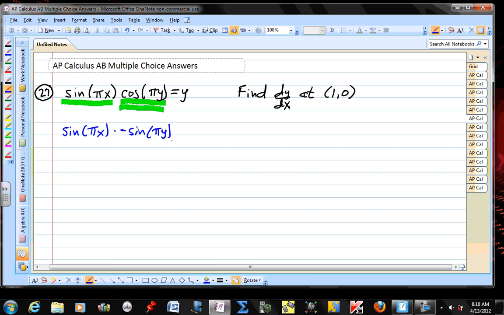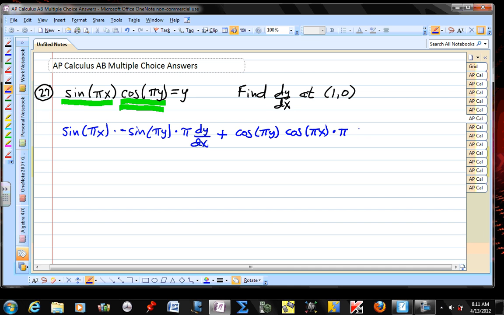Now we're going to have to use the chain rule. The derivative of pi times y is pi times dy/dx. So we get the first function times the derivative of the second. Now it's going to be plus the second function, cosine of pi y, times the derivative of the first. The derivative of sine is cosine, and with the chain rule, the derivative of pi x is just pi.